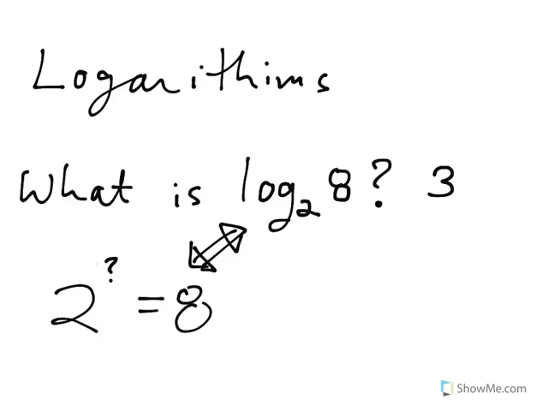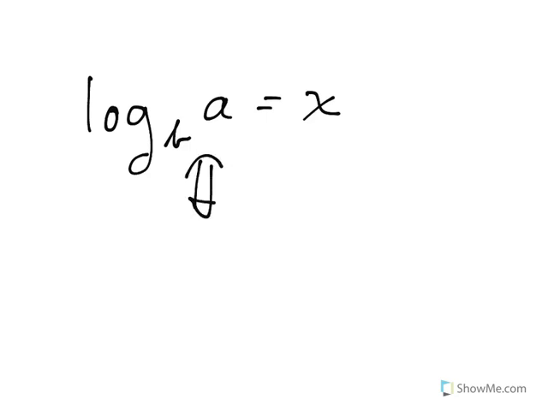So when you see something like log base b of a equals something, I'll call it x, that's equivalent to saying b to the x equals a. Those are two ways of saying the same thing. So log base 2 of 16 would be 4, because 2 to the 4th equals 16.